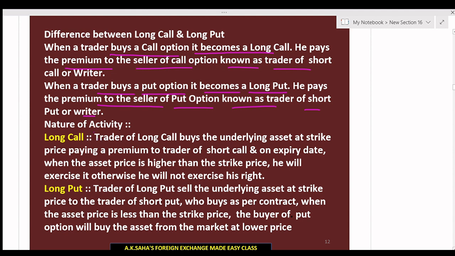Nature of activity. Long call. The trader of a long call buys the underlying asset at the strike price, paying a premium to the trader of short call, and on the expiry date, when the asset price is higher than the strike price, he will exercise it. Otherwise, he will not exercise his right.